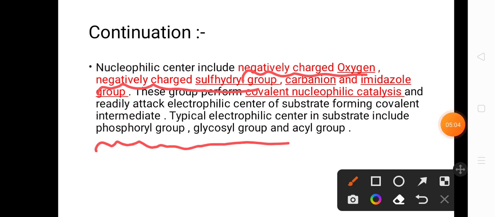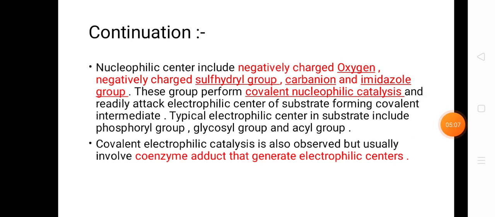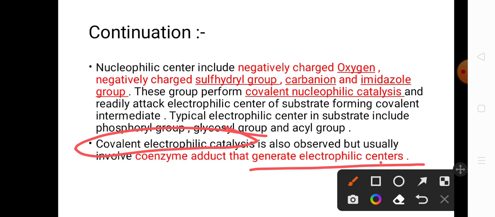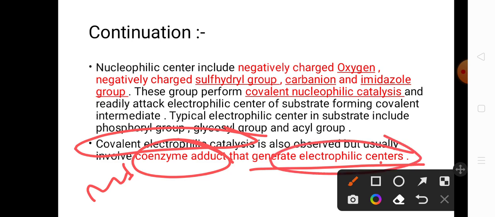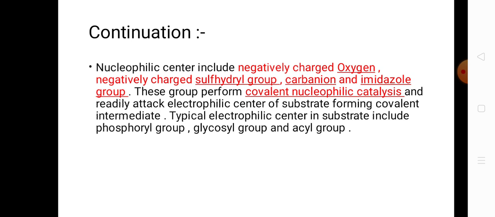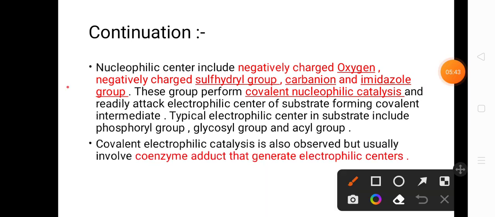Now, in the case of covalent electrophilic catalysis, the case is completely opposite. Here, the electrophilic center should be present on the active site of the enzyme. For example, in covalent electrophilic catalysis, these electrophilic centers will be formed by a coenzyme adduct. That means a coenzyme is required here, which will generate the electrophilic centers in the enzyme. But in covalent nucleophilic catalysis, it is not that much required. So that is the idea of covalent catalysis. Here we have to remember just two things. One is that we are classifying covalent catalysis in two classes.